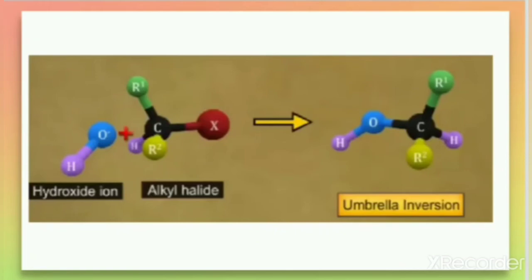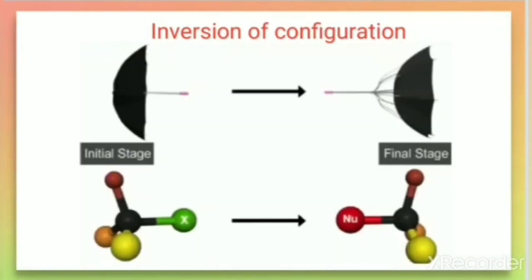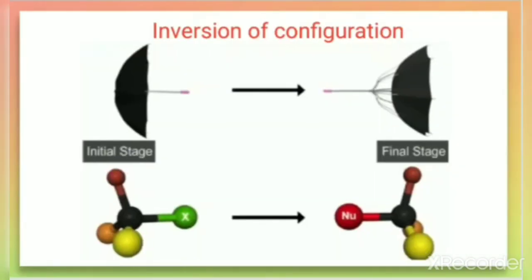This will be very clearly understood when we take the case shown in the figure, that an umbrella is turned inside out in a strong wind. So similarly, the structure also gets inverted as shown in the figure here. Such a reaction we can say proceeds through inversion of configuration.